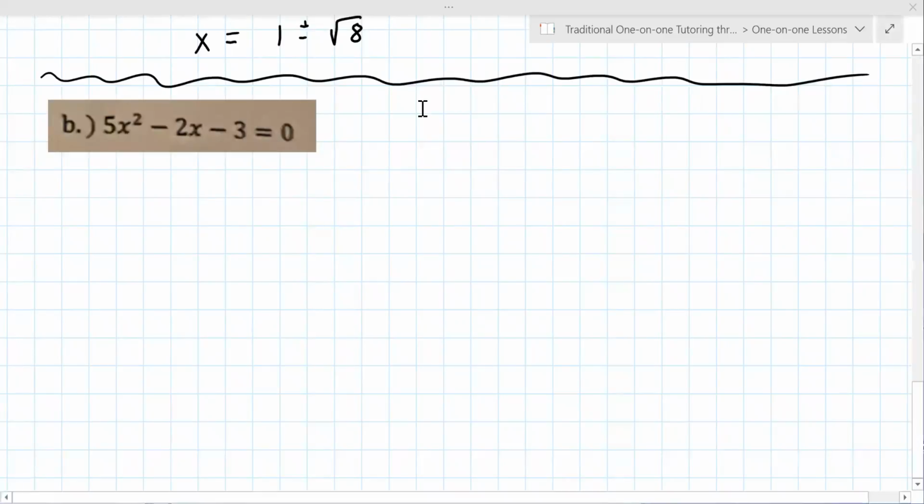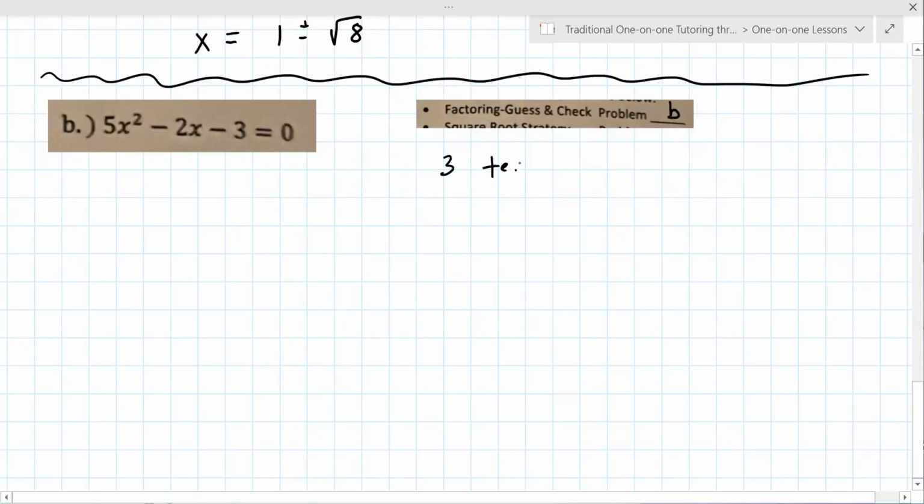All right. So the next problem here is the strategy factoring, guess, and check. Okay, it's B. Yep. Now, the reason we know it's factoring, guess, and check is there are 3 terms. 1, 2, and 3. That's one way. It's not the best way, because there's cases where that isn't always true. That's right.